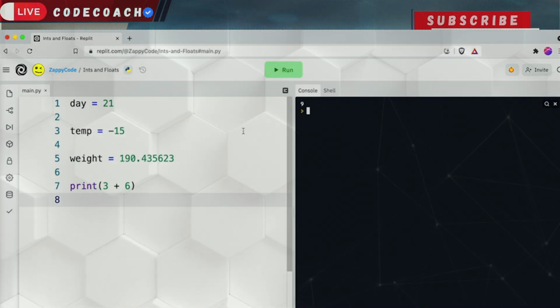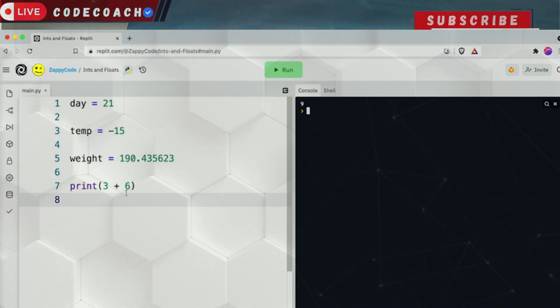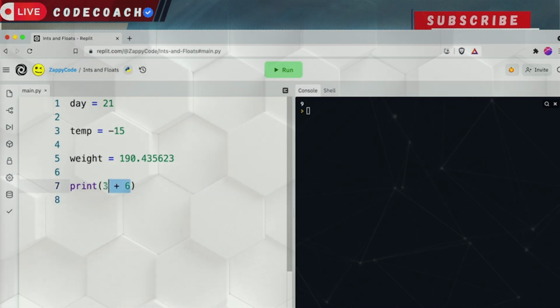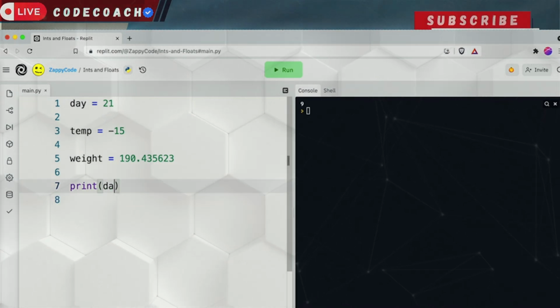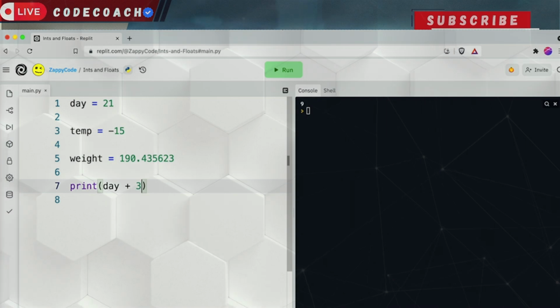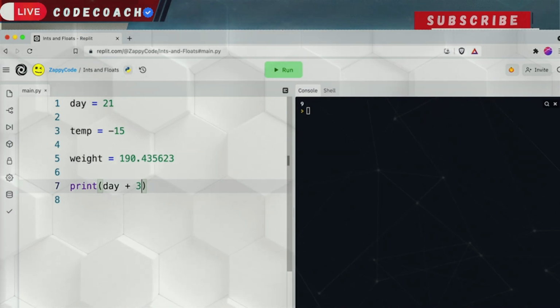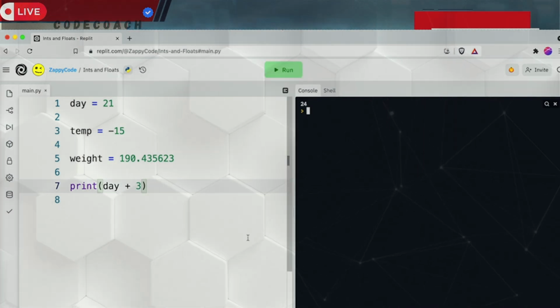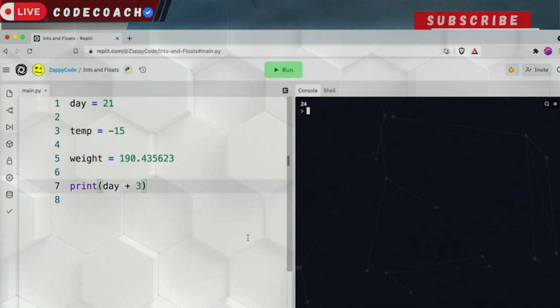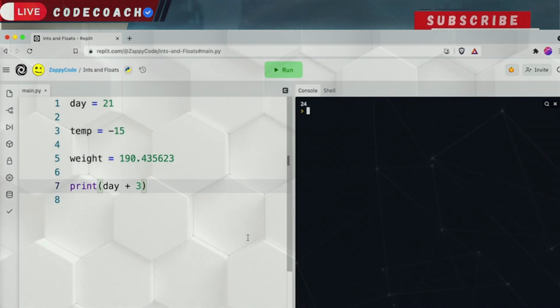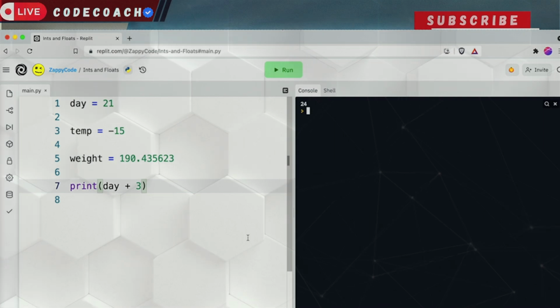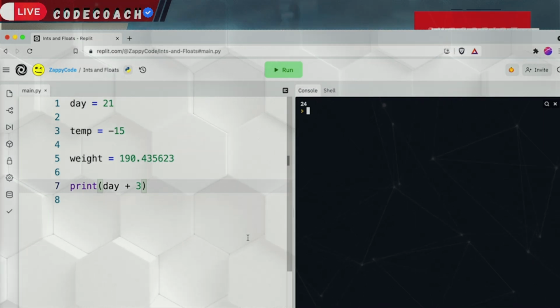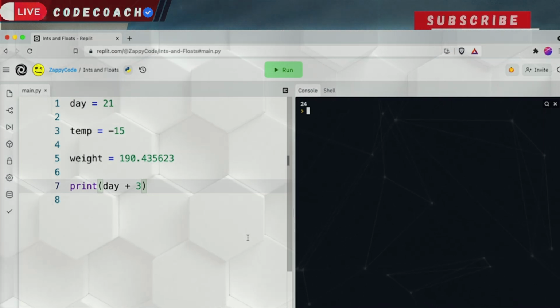Okay, that's cool. What if we want to see what day is today 3 days from now? We can say day plus 3. This will give us the date in 3 days. So if I go ahead and run this, you can see that day was equal to 21. Then we added 3 on top of it, and now we're displaying the number 24. The 24th is 3 days from the 21st.